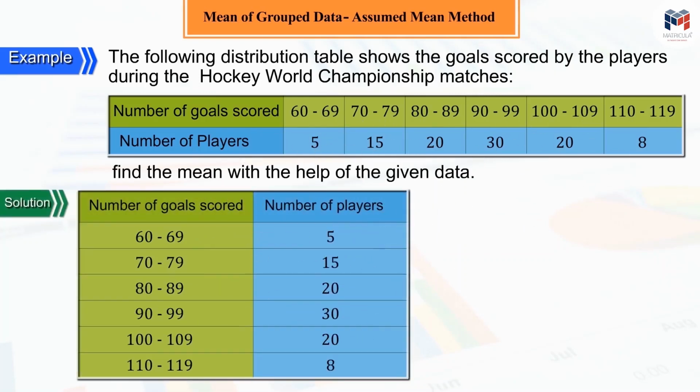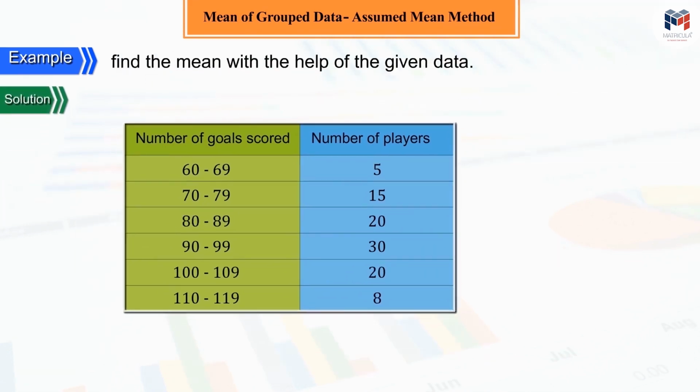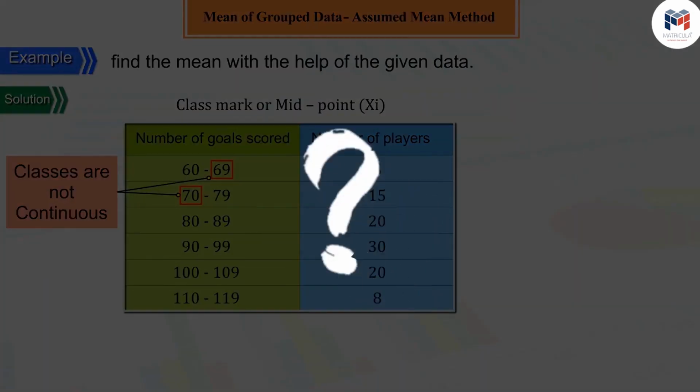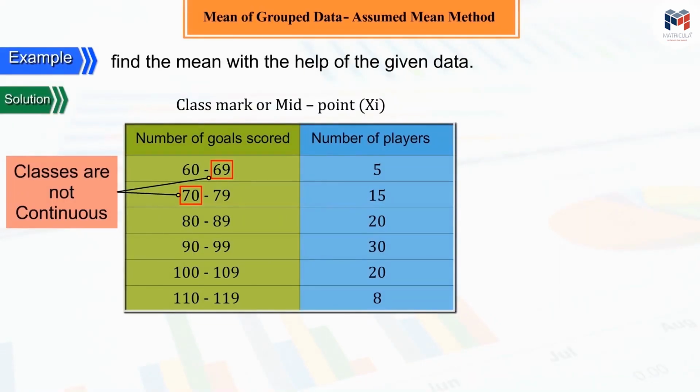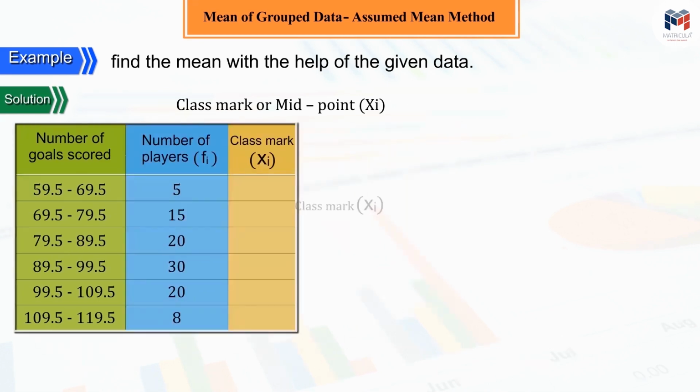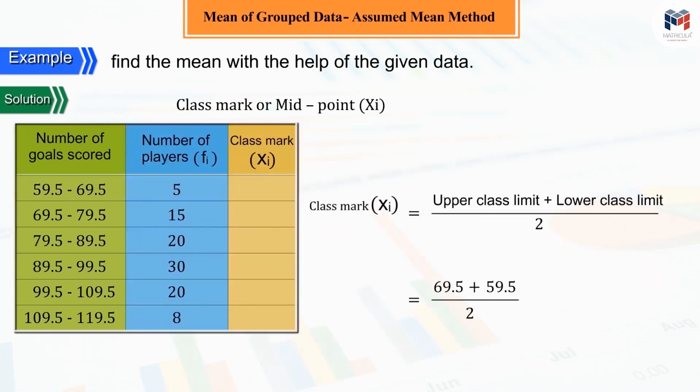The given distribution table is a system of grouped data, where the size of the class interval is 9. We know that for the mean, we need the class mark of these class intervals, or midpoints. But here, the class is not continuous. So can you tell what we have to do to make the class continuous? Well done! We can see from the table that the difference between the upper and lower limits is 1. So to make the class continuous, let's add half of that, that is 0.5, to the upper limit and subtract the same from the lower limit. After that, from the midpoint formula, obtain the value of xi.